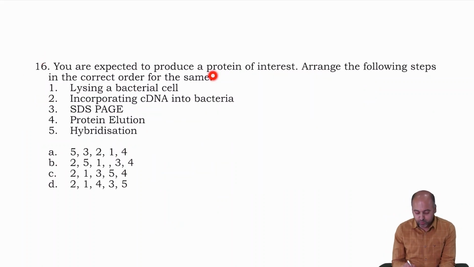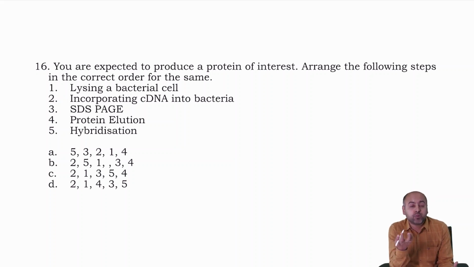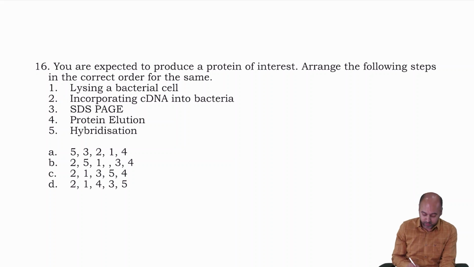You are expected to produce a protein of interest. Arrange the following steps in the correct order for the same. Your options are lysing a bacterial cell, incorporating cDNA into bacteria, SDS page, protein elution, hybridization, and then the various combinations are given. So this is part of the steps of genetic engineering, how we do genetic engineering and produce a desired protein. As mentioned in the question, you are expected to produce a protein of interest.